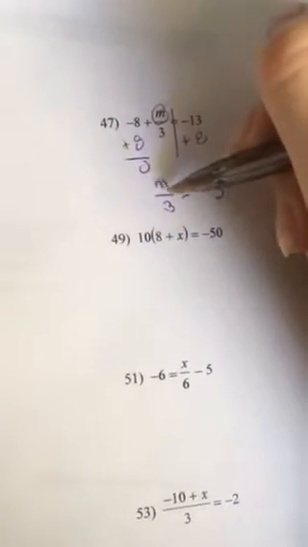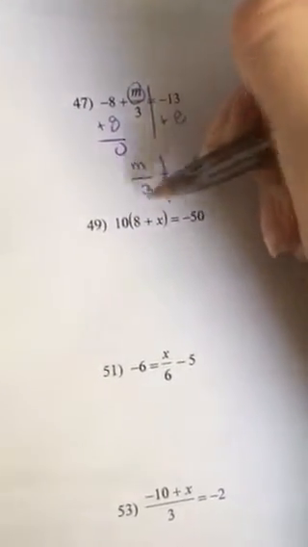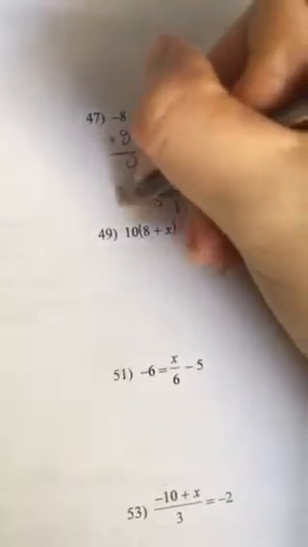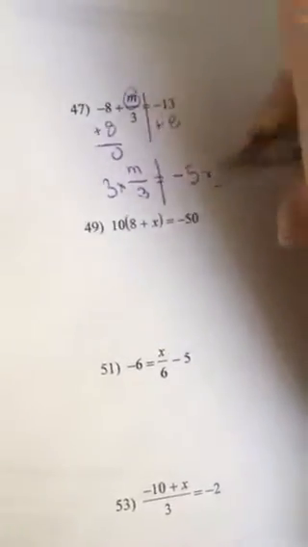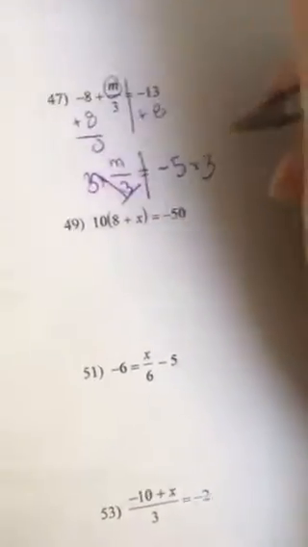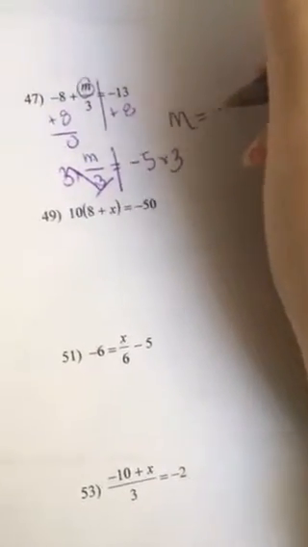The variable is not isolated yet. It's being divided by 3. The inverse of dividing by 3 is multiplying by 3. I get m equals negative 15.